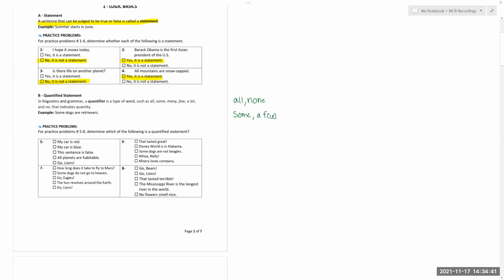So for example, some dogs are retrievers is an existential statement, and it's a quantified statement. We can find a dog, we can find 3 dogs. There are some dogs that are retrievers. So that's a quantified statement. So as you go through problems 5 through 8, you want to figure out, are they quantified statements or not?